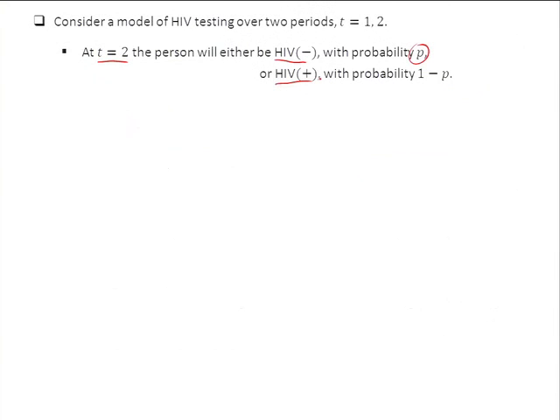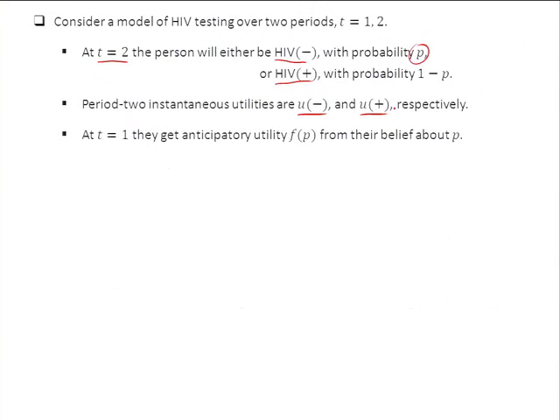The instantaneous utility they're going to get in period 2 is just some number u of minus and u of plus. However you're going to feel about being either HIV negative or HIV positive, we're just going to postulate that some numbers exist. And at time 1, in addition to foreseeing these outcomes, they also get anticipatory utility, some f of p, based on their belief about p. So this is where it's really about beliefs and not outcomes in the future.